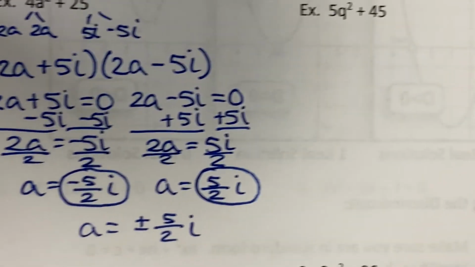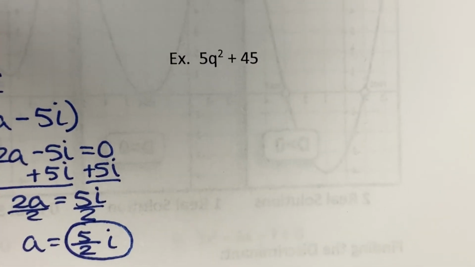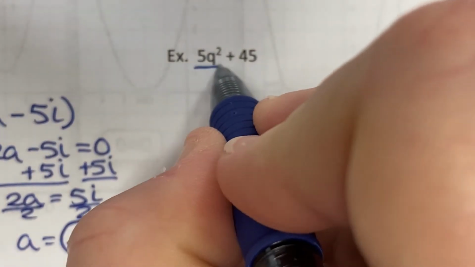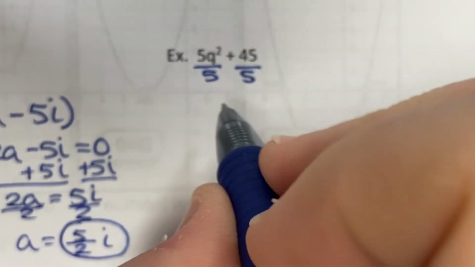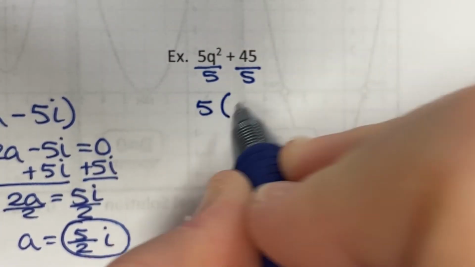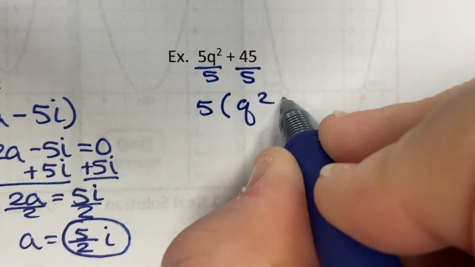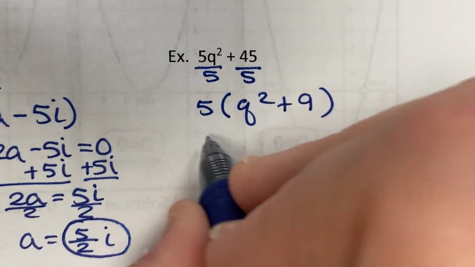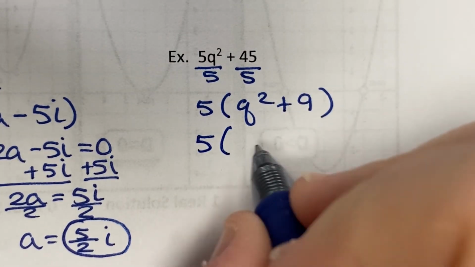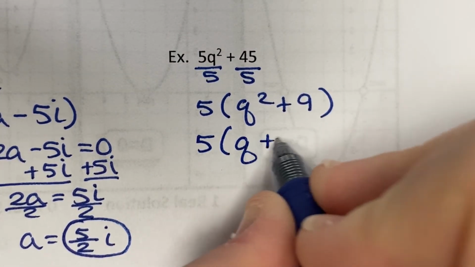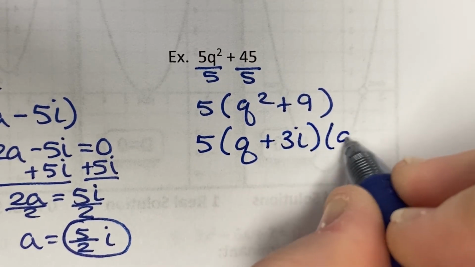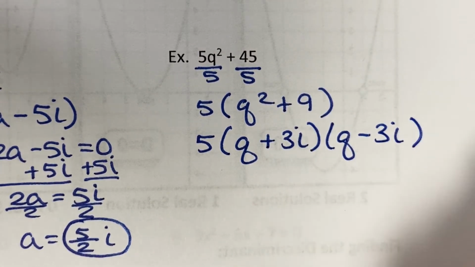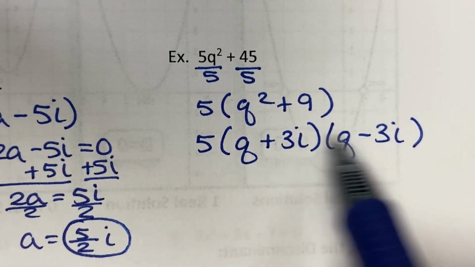So the third example here, we have a GCF. Remember, you always factor out a GCF if you can. So we keep the 5, that's the GCF, and we're left with q squared plus 9. Again, this is kind of like difference of squares, except it's positive. So that's where we're going to have complex factors instead. So we're going to have the 5, and we're going to have a q plus 3i and a q minus 3i. So this is factored form.